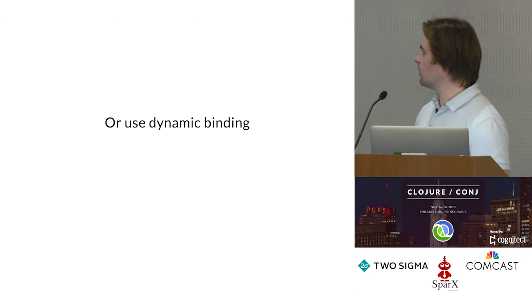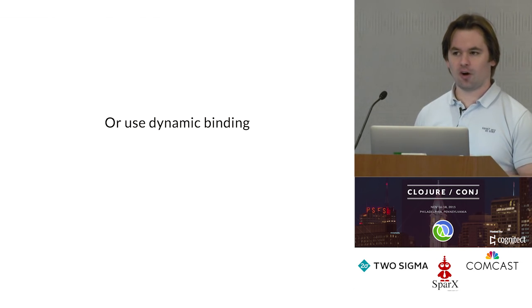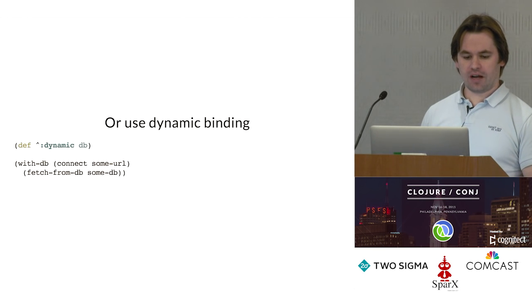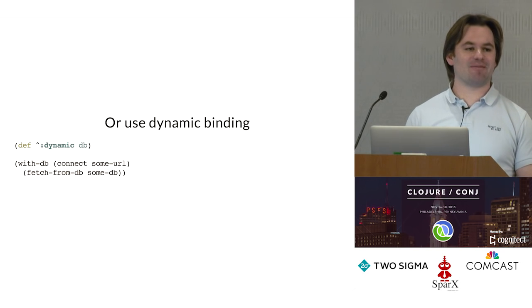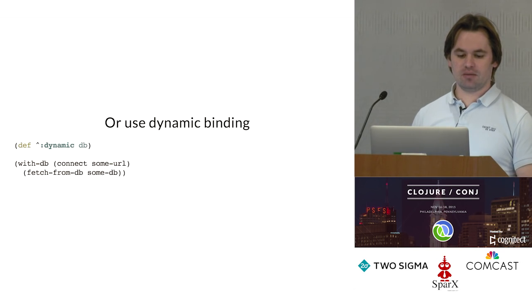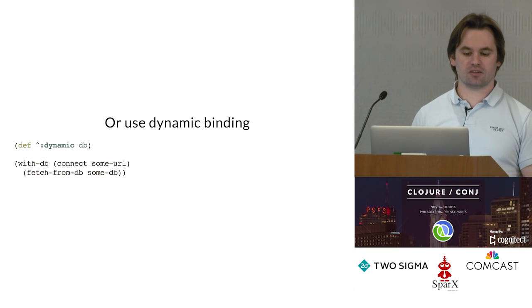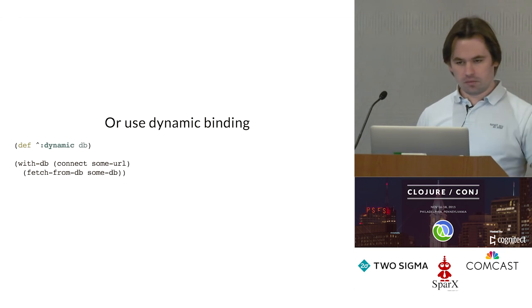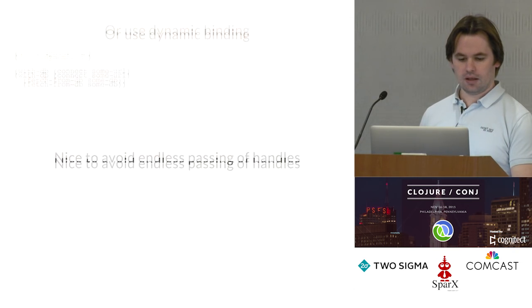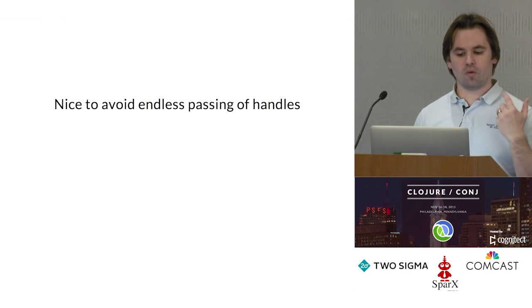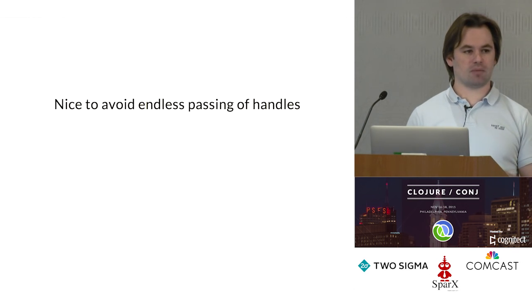Another way to do this is to use dynamic binding, also a topic we saw earlier today. So, we define... Oh, we're missing the default value, I guess. So we define the dynamic variable db, for example, and provide some helper function with db, which actually boils down to a binding call. And then we have this fetch from db, whatever function. This is typical code we see a lot in Clojure. And this is nice because we can avoid, for example, the endless passing of parameters or of handles.